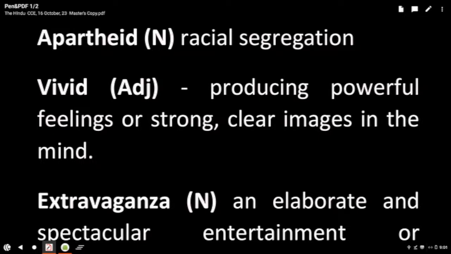Vivid goes with colors usually. Write the combination: vivid colors, vivid images. Two combinations you have to know. One colors, the other images. Vivid means what? Part of speech, adjective. Producing powerful feelings or strong, clear images in the mind. When you see something, it makes an impact on your mind. Then we use the term vivid. Have you got the meaning?